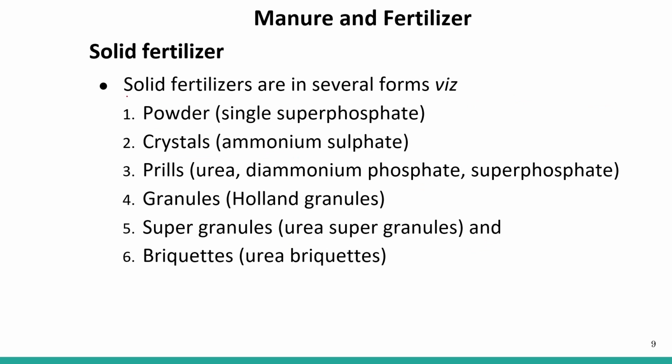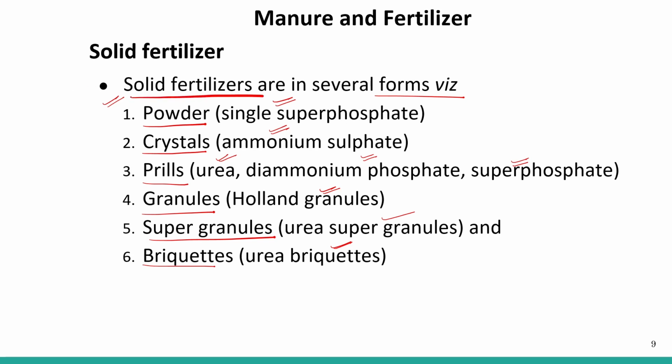Here are some of the forms of solid fertilizer. They come in several forms: powder, such as single superphosphate; crystals, such as ammonium sulfate; prills, such as urea; diammonium phosphate; superphosphate granules; Holland granules; super granules, such as urea super granules; and briquettes, that is urea briquettes. So there are so many forms of the solid fertilizer. The solid fertilizer is present in so many forms.